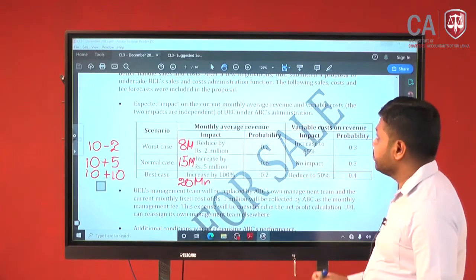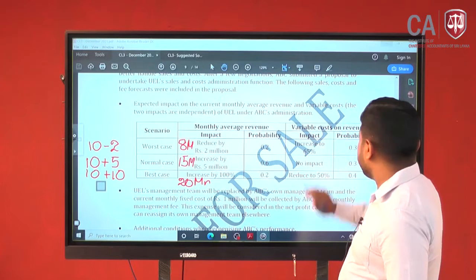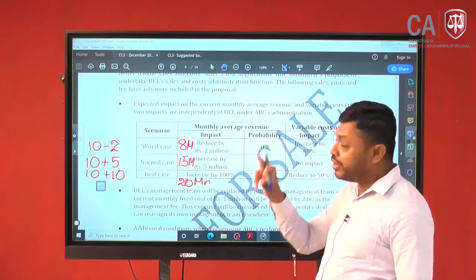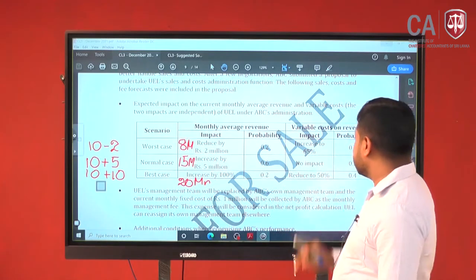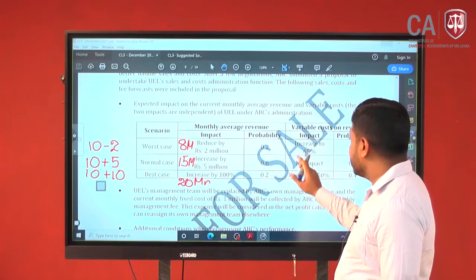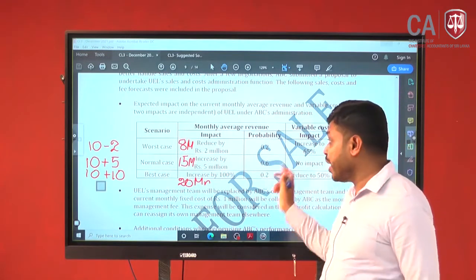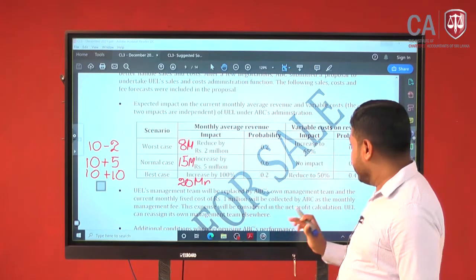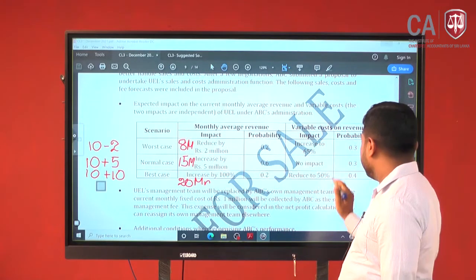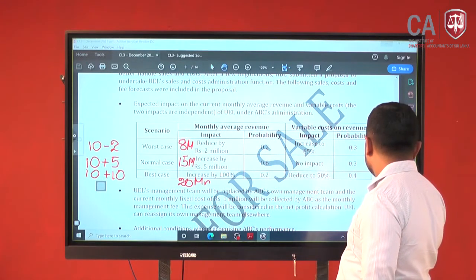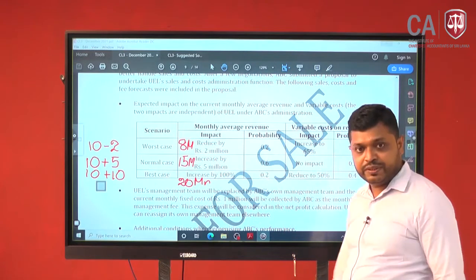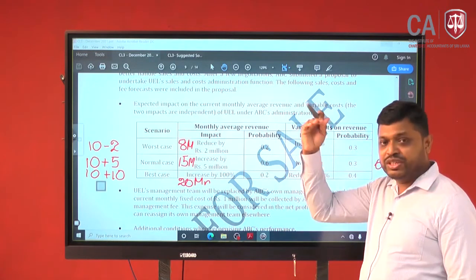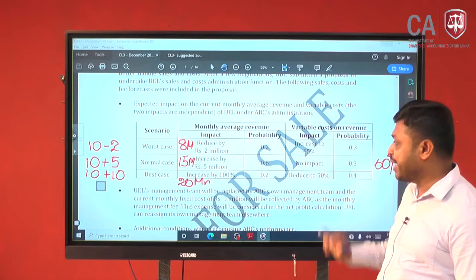On the other hand, it says variable cost on revenue increased to 65%. Currently it is 60% on revenue. In the worst case scenario, this variable cost can increase up to 65% on the revenue. Is it clear? The next one, no impact, that means it will remain at 60%. Variable cost will be 60%. The next one, reduce to 50%. That means 60 will reduce to 50%. Those are the arrangements.